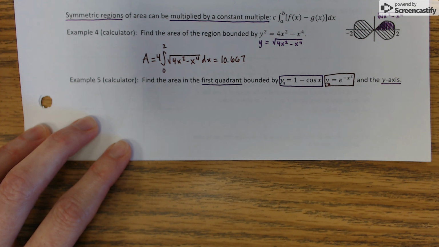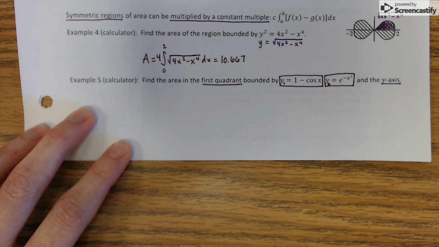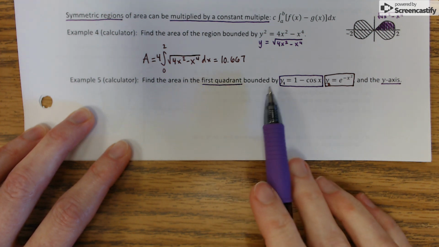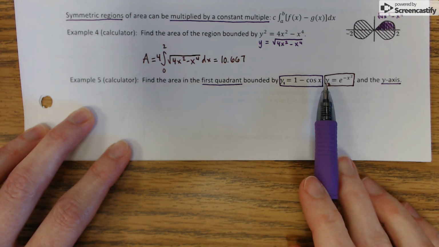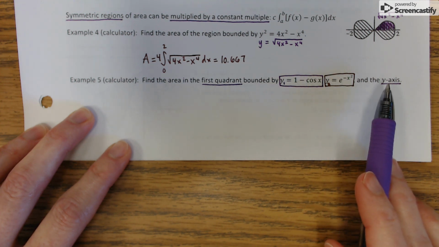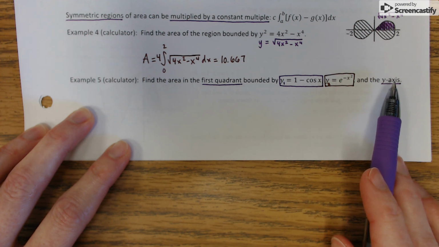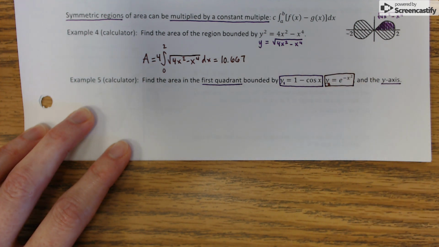You'll notice that example 5 is also a calculator question, so I can use it to come up with a sketch of my region, so I don't have to use an XY chart. The first thing I notice is that it's going to be the area in the first quadrant. It's got 2 functions that I need to put into y1 and y2, and it's also bounded by the y-axis. And so that's a third function that'll become a boundary, so that'll help us decide what that area region really looks like. So let's get that into our calculator.